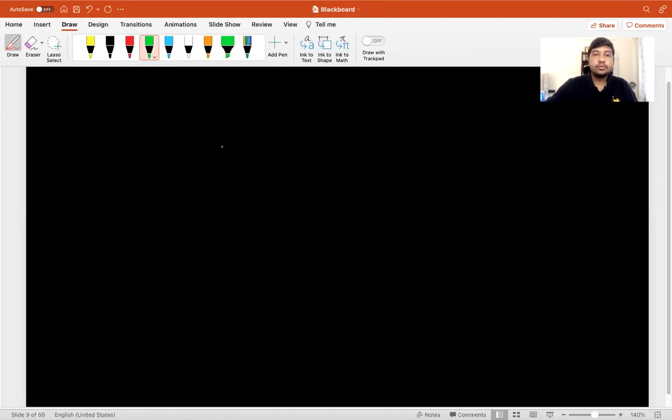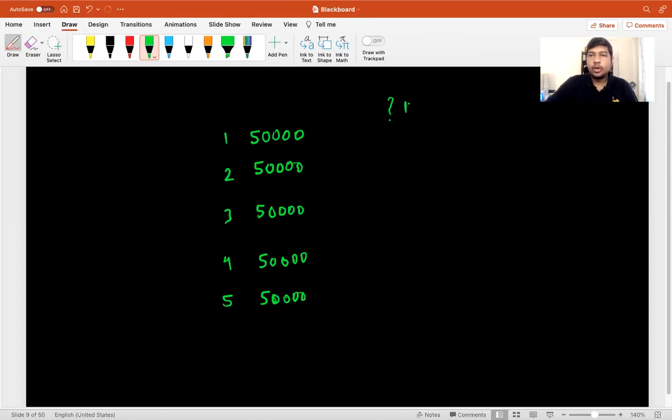Suppose you will be getting 50,000 rupees for the next 5 years. So year 1, year 2, year 3, year 4, year 5. Suppose this is the series of payments that you will be receiving. You want to find out what is that one-time amount that you put today, that is present value, so that you get these cash flows over the next 5 years.